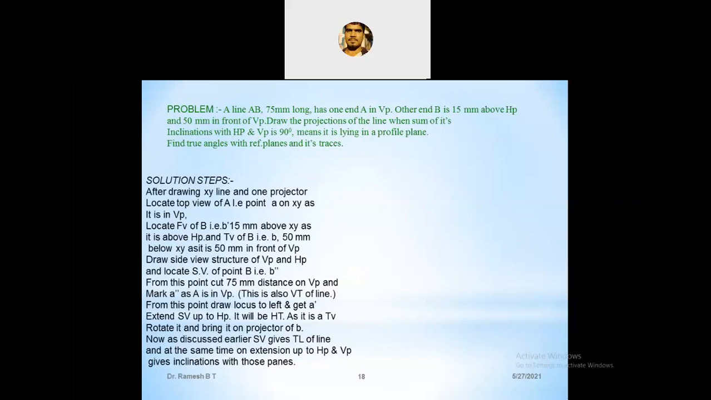Let's take a simple problem. For your syllabus, we are going to solve problems only on the last condition, that is, inclined to both: inclined to HP, inclined to VP. We are not solving problems on parallel to one and perpendicular to another, or inclined to one and parallel to another. Those are very simple problems, and we are not going to solve those. In examinations, you get problems on inclined to both, inclined to HP as well as inclined to VP.